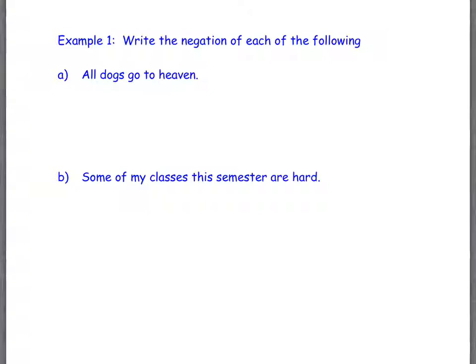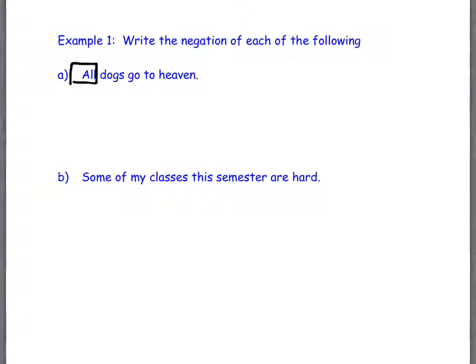So here's the idea. Anytime you see a universal quantifier, you've got to turn it into an existential quantifier. So if I see the word all, that is a universal quantifier. It applies to everything that comes after it in the sentence. I've got to change it from a universal quantifier to an existential one. So I need to change the word all into what option? What are my options? Some, or there exists, or at least one, something like that.